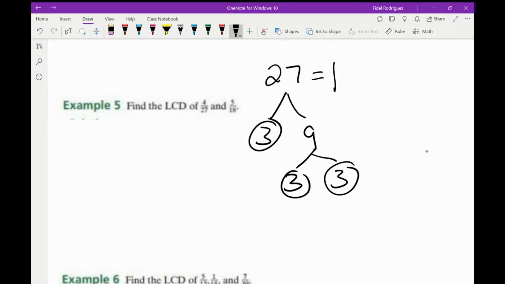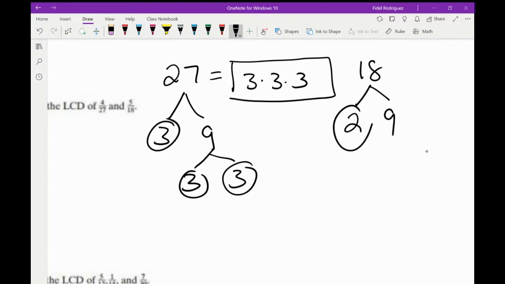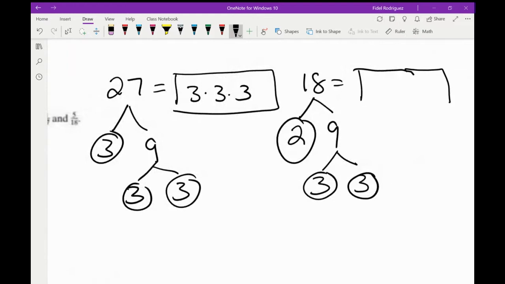So I'm going to think about this for a second. 27 has the number 3 times, right? And then I'm going to do the same thing for my number 18. So 18, and I want to show you something, guys. When you break up 18, there's different ways you can break down 18, but the answer is always going to be the same. So when I think of 18, I think of 2 and 9, and I know I can't break down 2, but I know I can break down 9 into 3 and 3. So my number 18 is going to have the numbers 2 and 3 and 3.